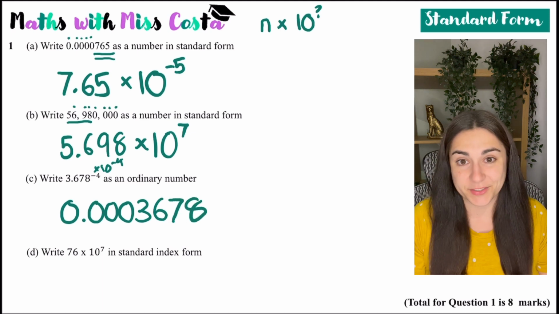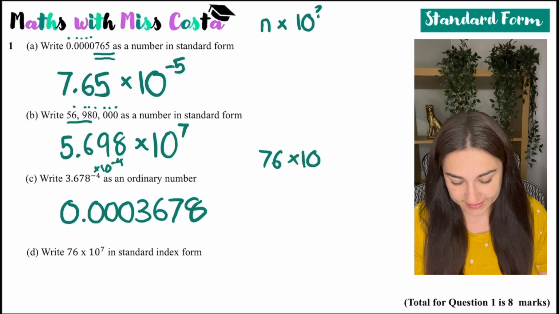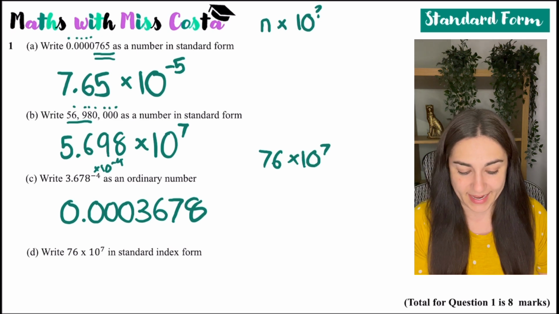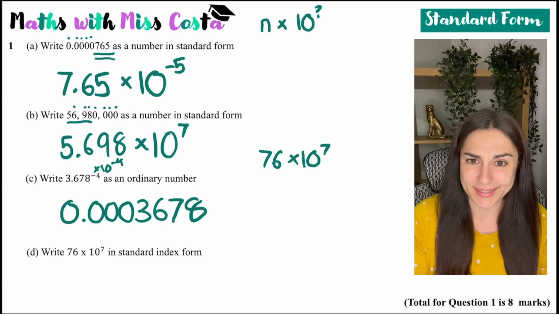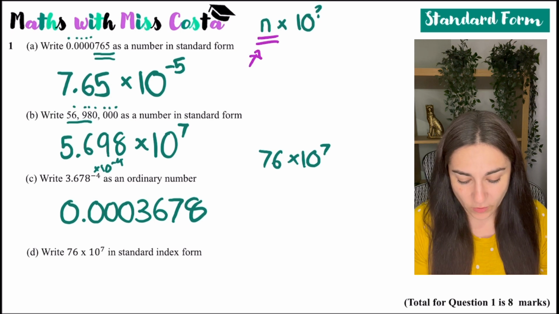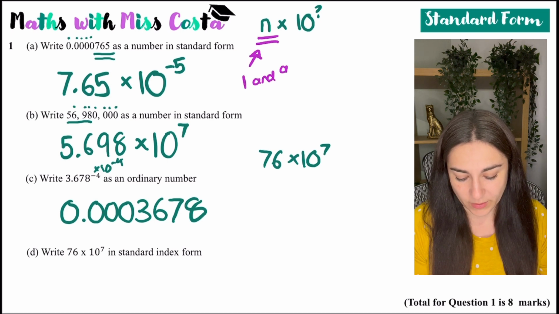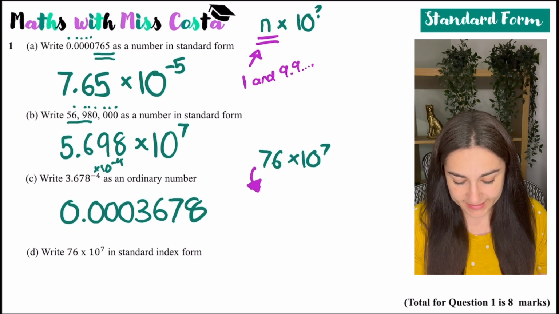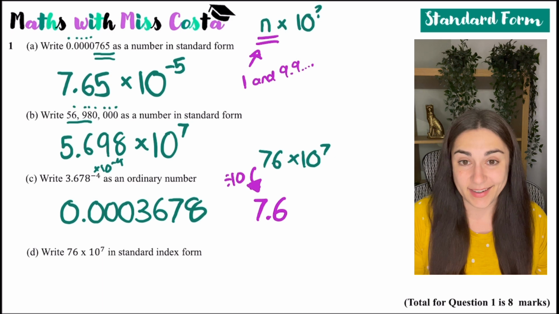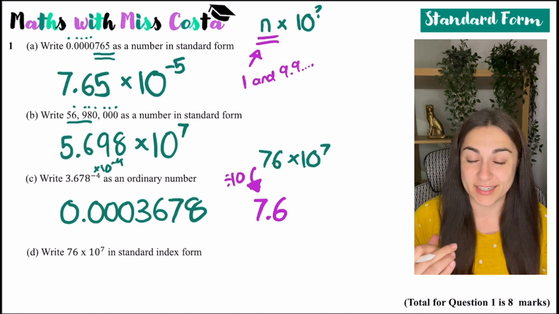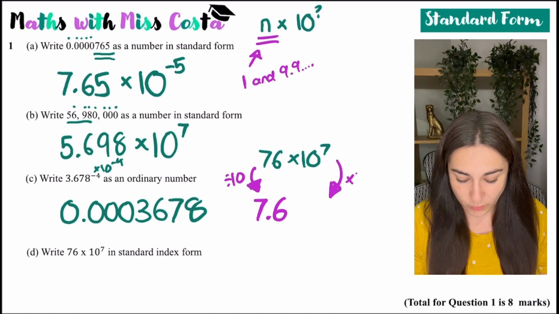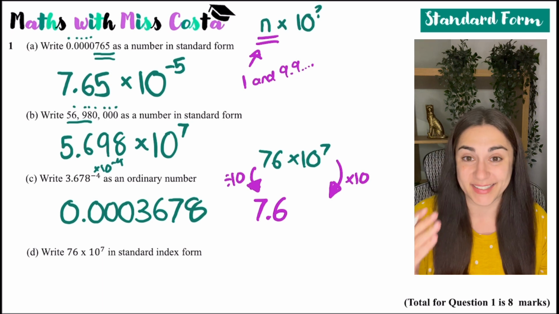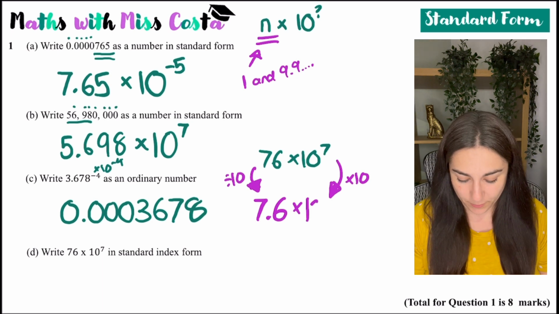For the next question, I'm told to write 76 times 10 to the power of 7 in standard form. Some people might say that's in standard form, but it isn't, because this number needs to be between 1 and 9.9. So you need to turn this into a decimal, and to do that you divide by 10. Because you've divided one part of the calculation by 10, you need to multiply the other part by 10 to keep it balanced. So that would be 7.6 times 10 to the power of 8.